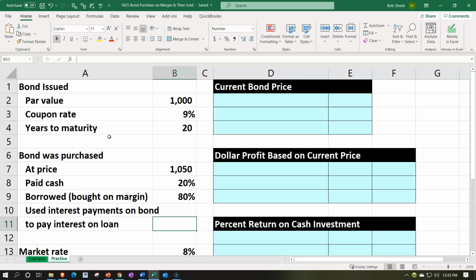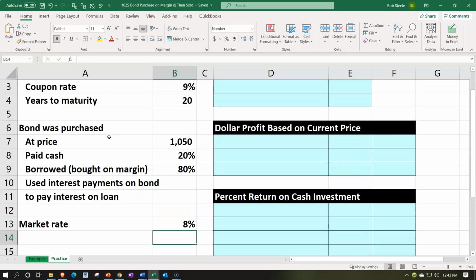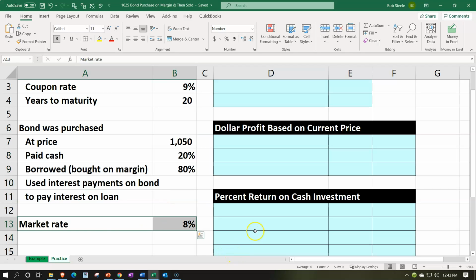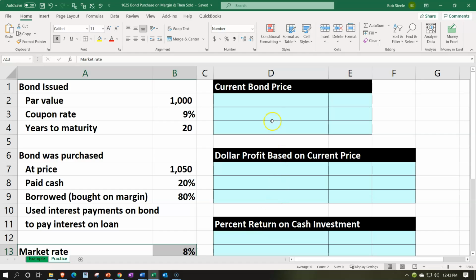So then we're going to imagine that we sell the bond and the market rate at the point in time of sale is 8%. Okay, so let's think about the current bond price. We're imagining we're holding on to this bond that we financed, 80% of it, paying 20% in cash. We're now going to sell it when the market rate is at this 8%. So let's calculate the current bond price that we imagine we're going to sell this at. We'll do this with our Excel calculation.